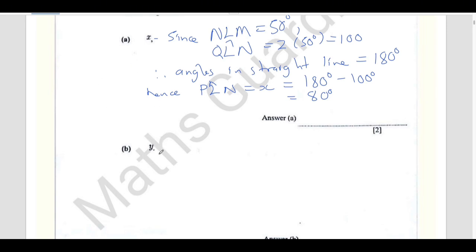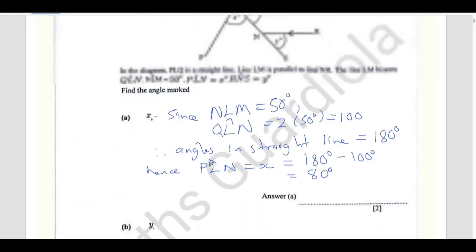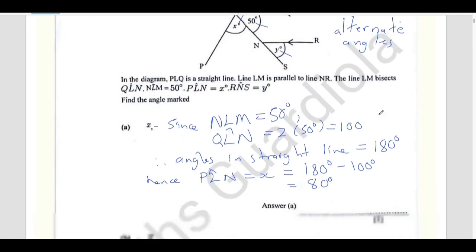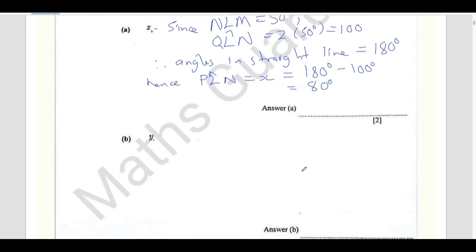The next part is asking us to find the value of y. Since we've been given that LM and NR are parallel, then it must mean that the angles formed by that line there, LS, are the same, because we can say that they are alternate interior angles, or we can say that they are corresponding angles. The more common term is corresponding angles. All right, so alternate interior angles or corresponding angles. So this must mean that y is equal to 50 degrees.